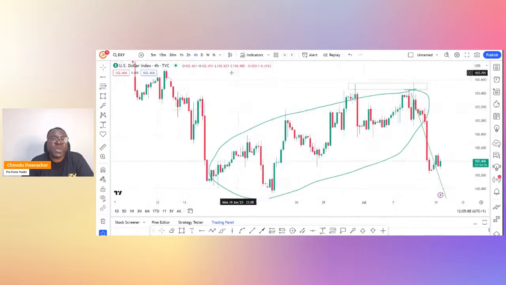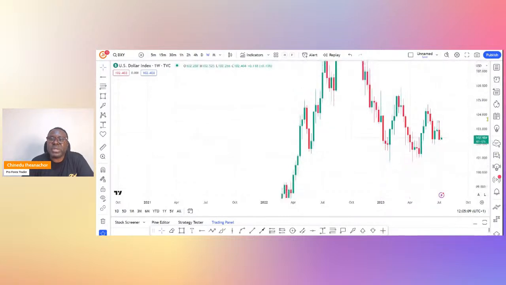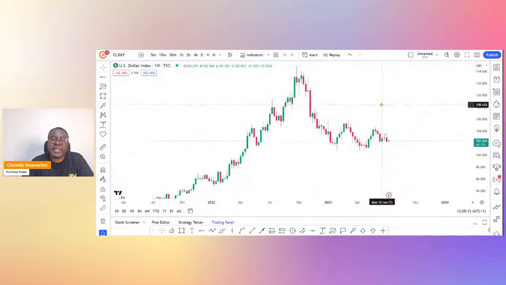This is the US dollar index. I'm going to move straight to the weekly time frame so that we can know what actually it is. The US dollar index is a combination of different currencies right inside there, the euro, pound, and also the dollar. So it makes up the US dollar index. So this particular index, if it moves up, if it increases, it causes some currency pairs to drop, and if it weakens, it causes some currency pairs to increase.